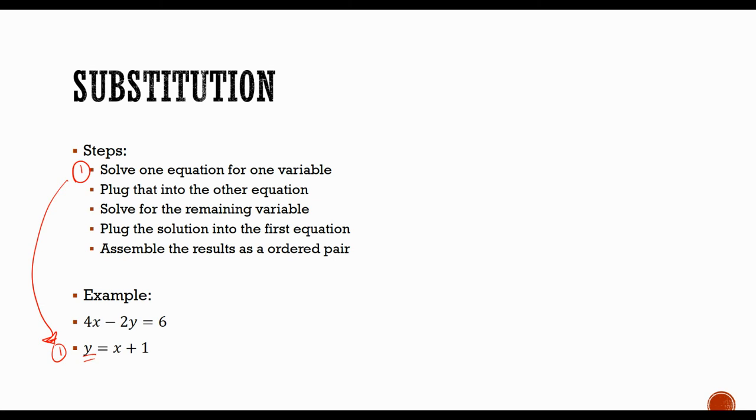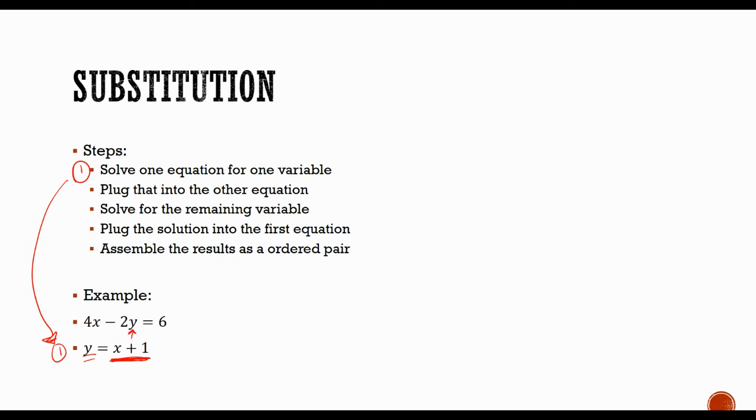So sometimes when it's already set up this way, substitution is then ready to go. If it wasn't like this, you would just shuffle around the pieces to either get x or y by itself. So for step 2, we want to plug the x plus 1 into the other equation for y. So we're going to plug it in there.